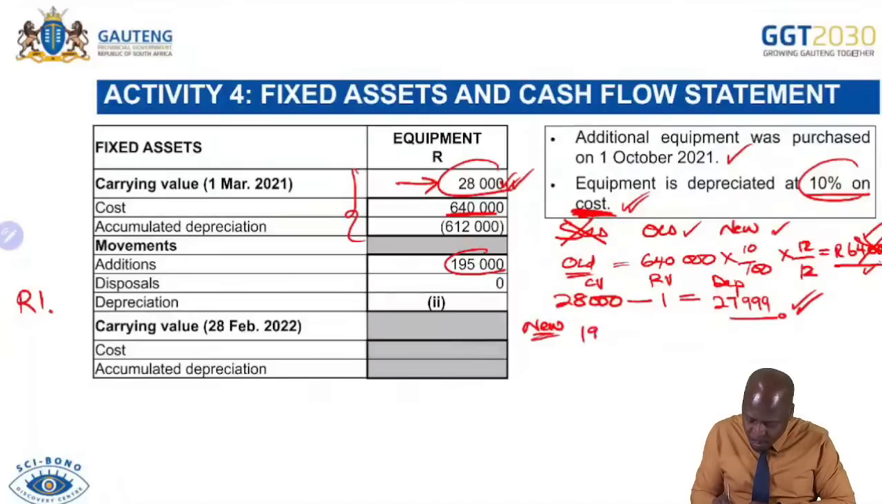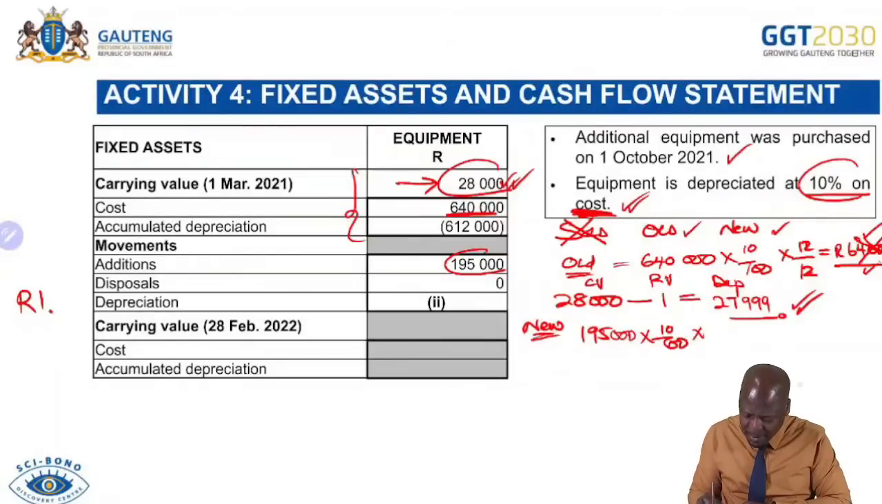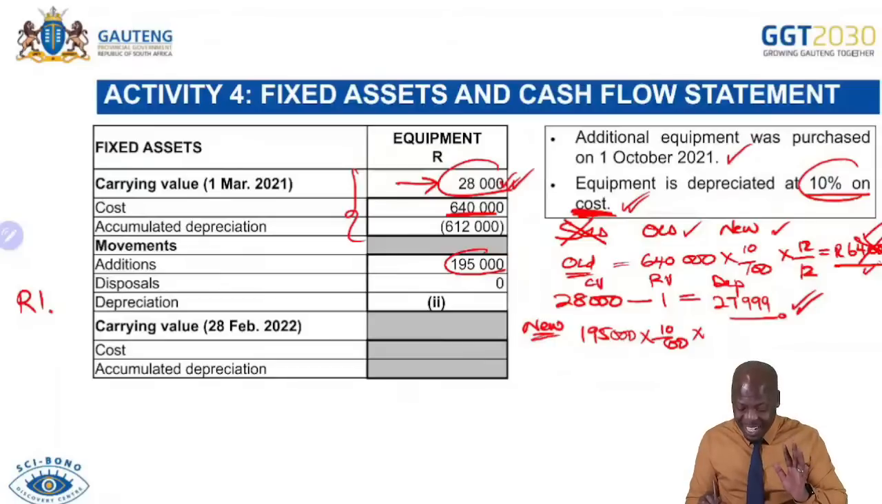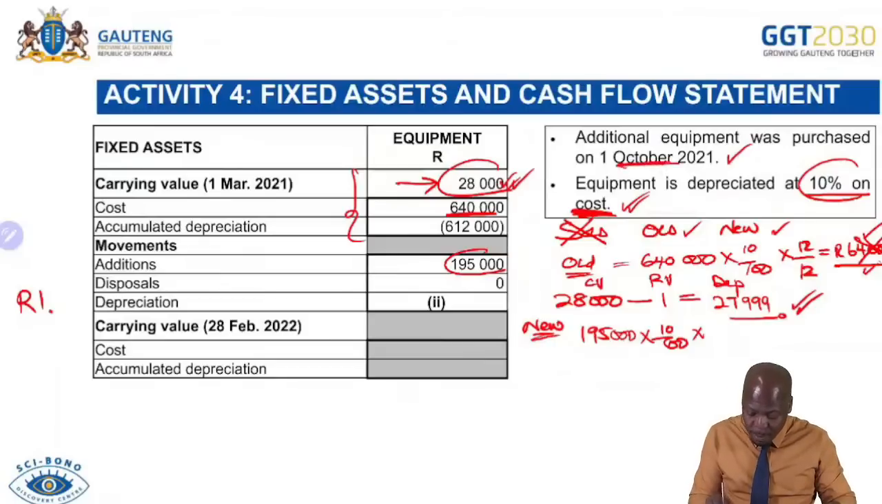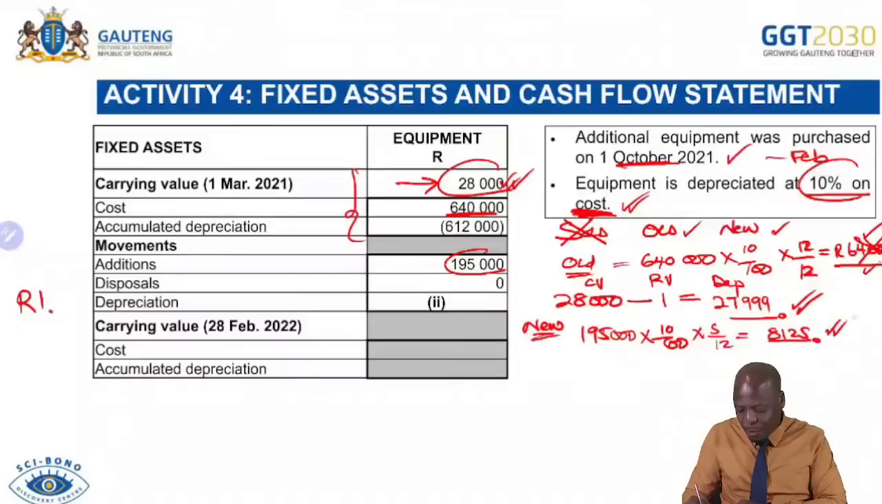So the new one is for 195,000, and the depreciation rate is 10%. How many months? You have to count physically with your fingers. We are counting from the 1st of October. So we're coming from October until the end of the financial year, which is February. And then you will get 5 months, 5 over 12. And then you punch that in your calculator, you get 8,125. That becomes your depreciation for the new.